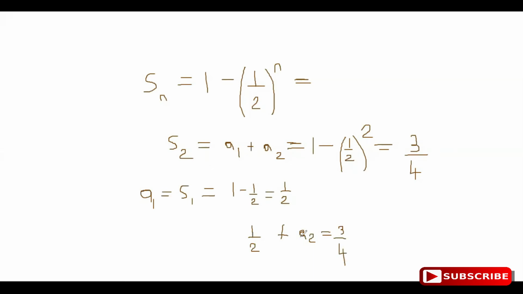Just for simplicity, I'm going to write the half as 2 over 4, and A2 as 4A2 over 4. So what we're telling you then is that 2 plus 4A2 is equal to 3. Therefore 4A2 is equal to, subtracting 2 from both sides, 1. And I'm getting A2 is equal to a quarter.